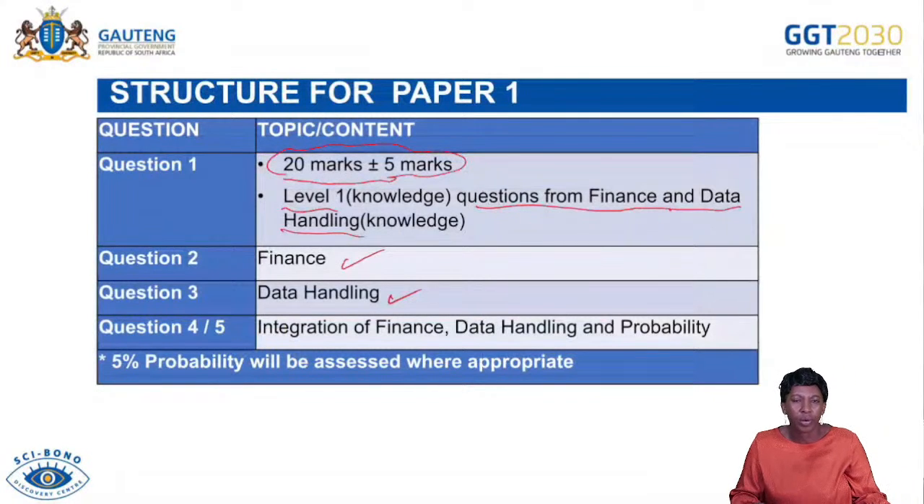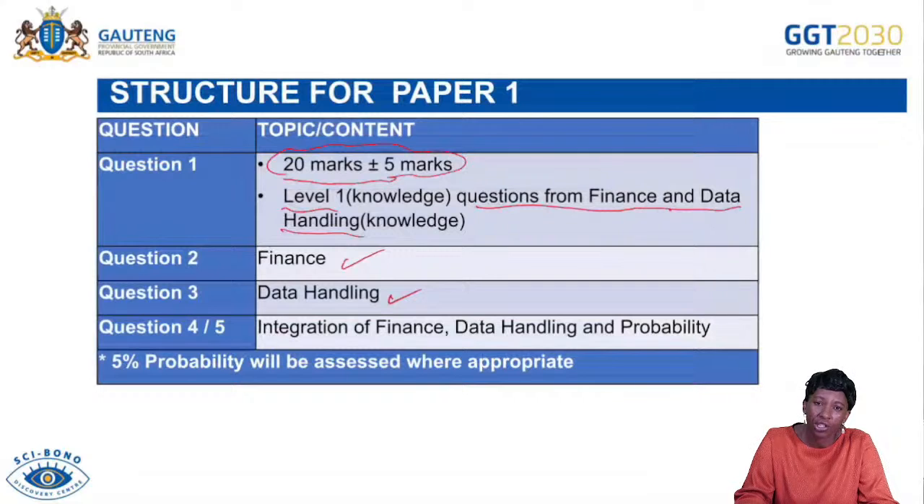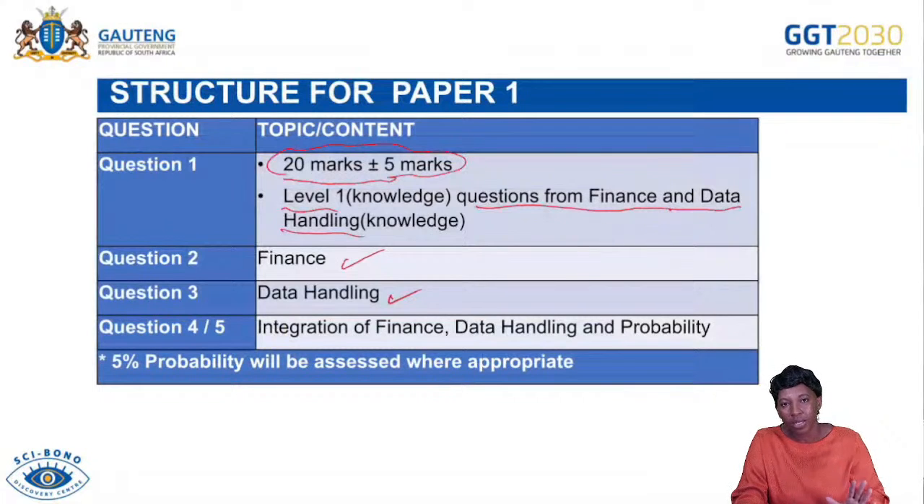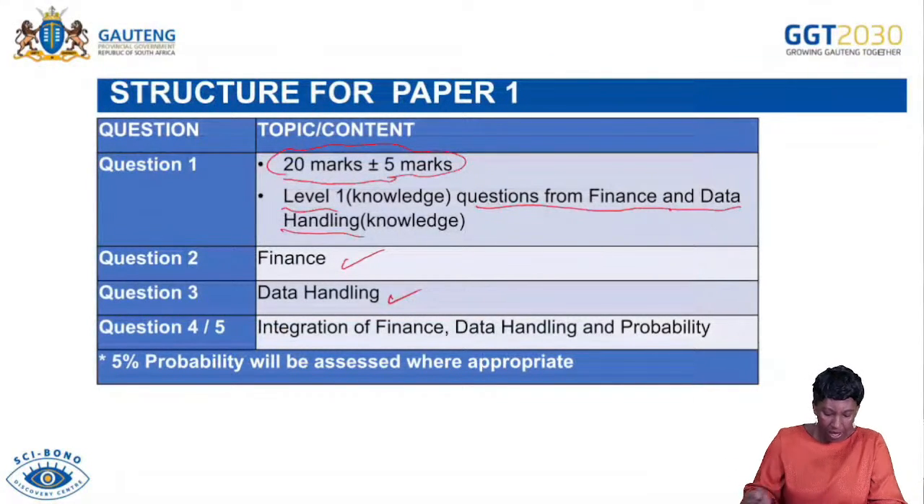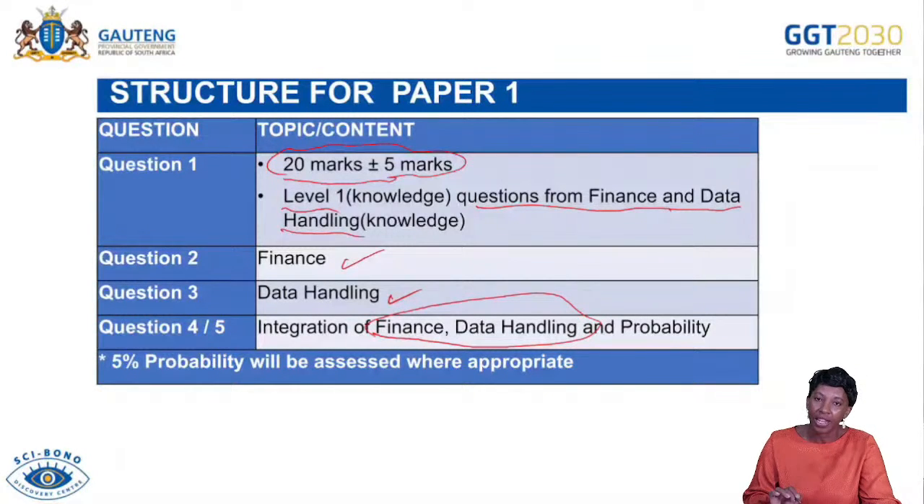So we go to developing questions. After developing questions, we go to what? Collection, analyzing and classifying the data. We collect and classify the data. So we'll do all those processes when we do the part of data handling. It means data handling will also comprise all those subtopics that you have done in the year. And then questions 4 and 5, boys and girls, will be an integration of data handling and finance.